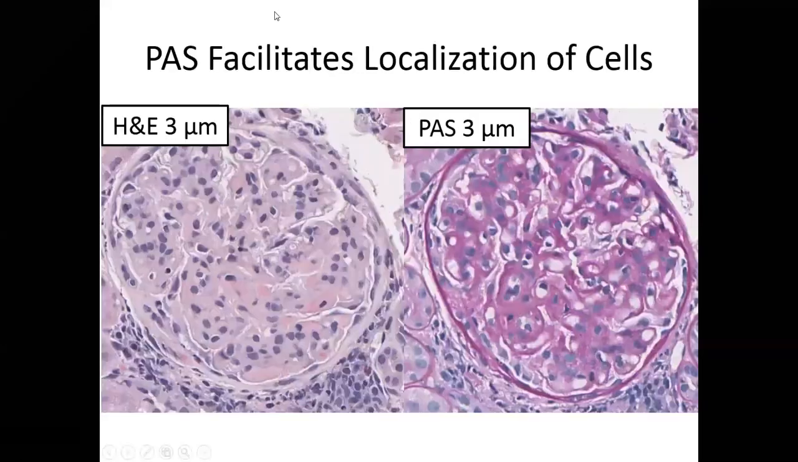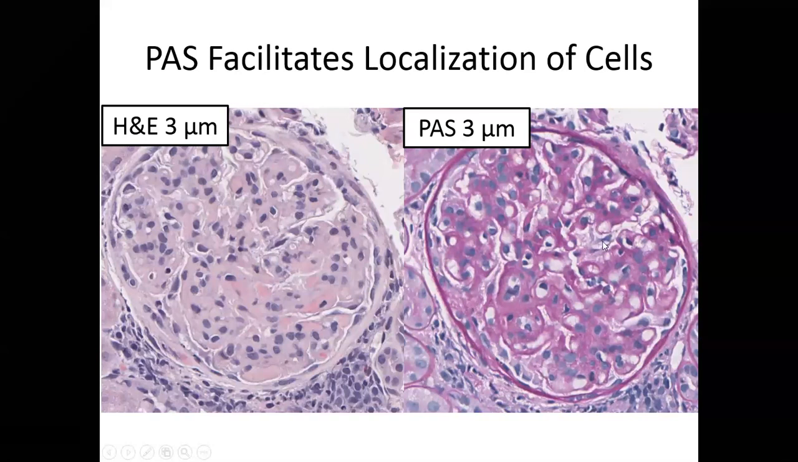Next. Okay. So here is an H&E stain on the left, and these are cut at the same thickness, 3 micron for both slides. And everybody can see that the PAS is obviously darker pink. That's what a PAS does. But I think it's easier to clarify where these cells are localized in the glomerulus, because the stuff out here with this pale kind of pink wispy stuff, those are podocytes.